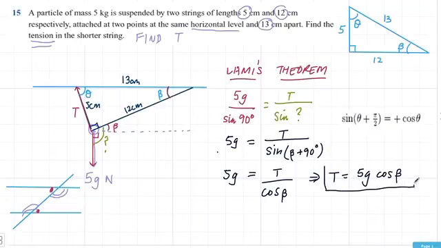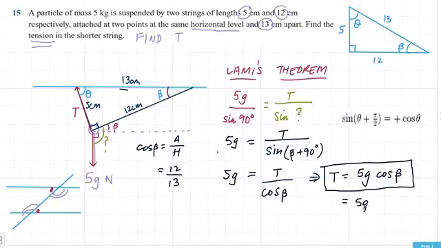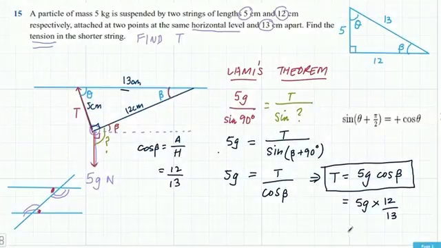Now at this point you're probably thinking, well, how's that helpful, because I still don't know what beta is. But remember that this is trig, and it's a trig ratio, and this is a right-angled triangle. So cos of beta is going to be the adjacent over the hypotenuse, which here, from beta, adjacent is the 12, and the hypotenuse is the long side, which is the 13. So this actually means that your tension is 5g times 12 on 13. That's the same as 45 if you put it into your calculator, 0.23 newtons.